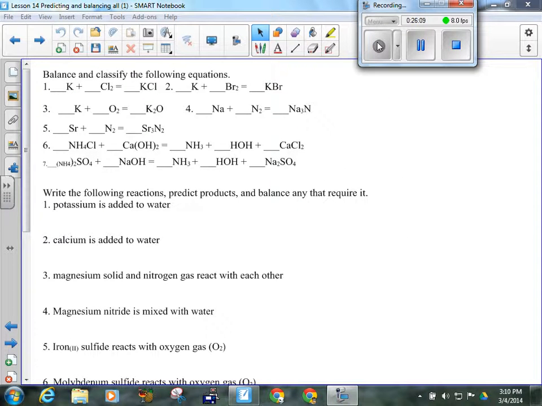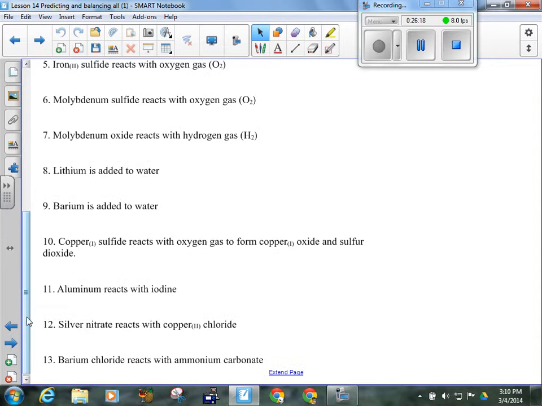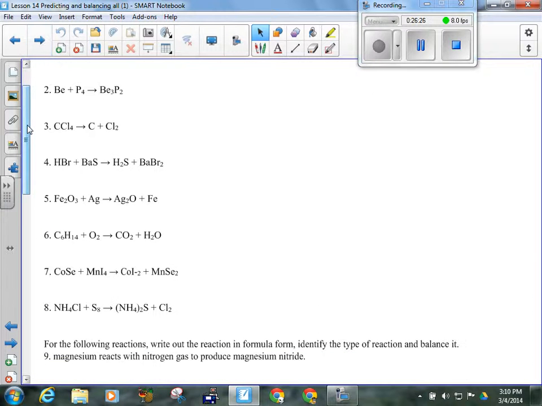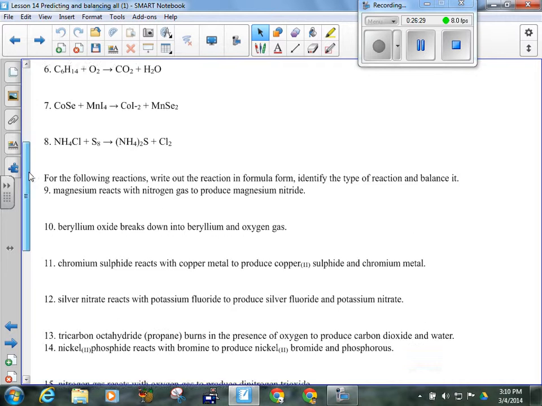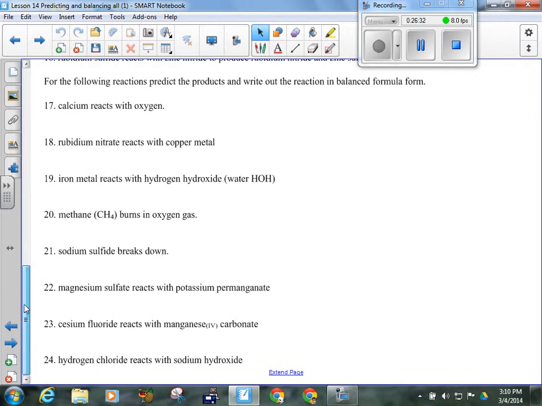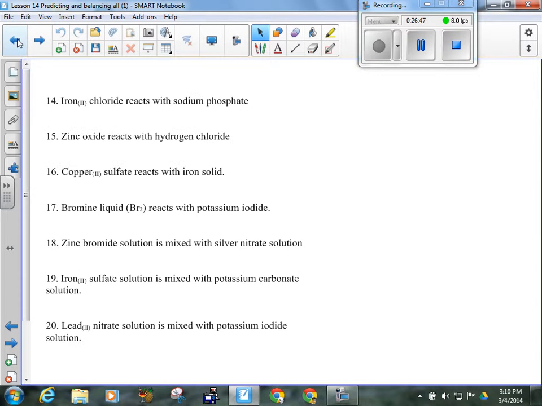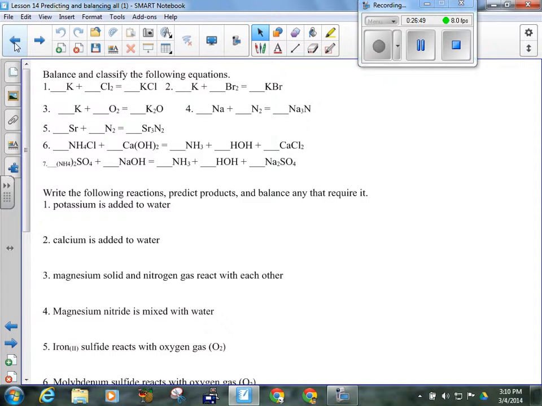Okay, so you should have one worksheet that looks like this one, where you got some balancing at the top, and we said 6 and 7 were just challenge problems, and then the rest of it was predicting problems, including the back side of that page. You should also have one that looks like this, Science 10 More Reaction Practice, that's got some reactions already predicted for you, and then a few further on the back side that are prediction problems. And then you've also got this prediction worksheet, I believe. So you've got quite a few there to work on. Any one of those you got questions on, we'll go over them. Are there any questions right now?